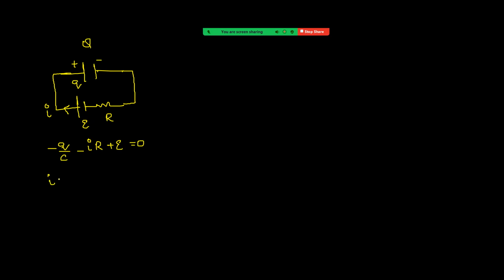It is IR equal to epsilon minus Q by C, or epsilon C minus Q by C, right? Check it once. IR equal to epsilon minus Q by C. Epsilon is epsilon C minus Q by C. In the place of phi, write it now dQ by dt. So dQ upon epsilon C minus Q, that is equal to dt by RC. Okay. Now integrate.